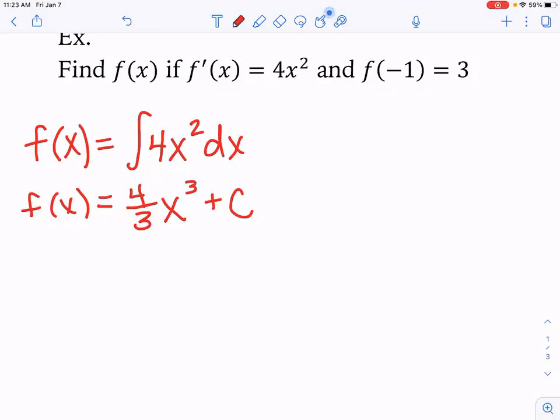Do you agree? Okay. Now, up until now, so like the one day we've been doing this is where we stopped. But now we know that f of -1 equals 3. So we can plug in -1 for x and 3 for y to solve for c.